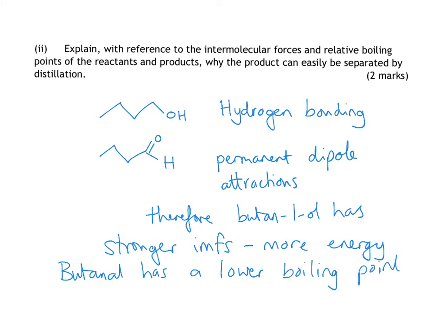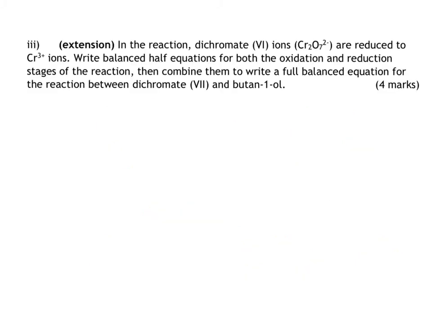I probably don't need to write every single one of those things for 2 marks. So simplifying it, butanal has a lower boiling point because it has weaker intermolecular forces, because butan-1-ol has hydrogen bonding and butanal doesn't.